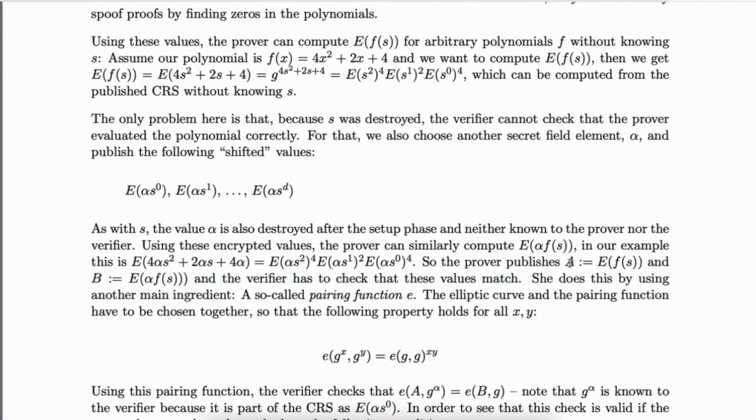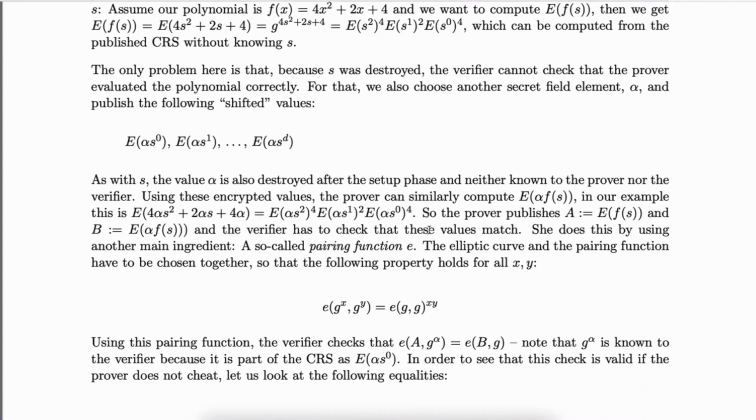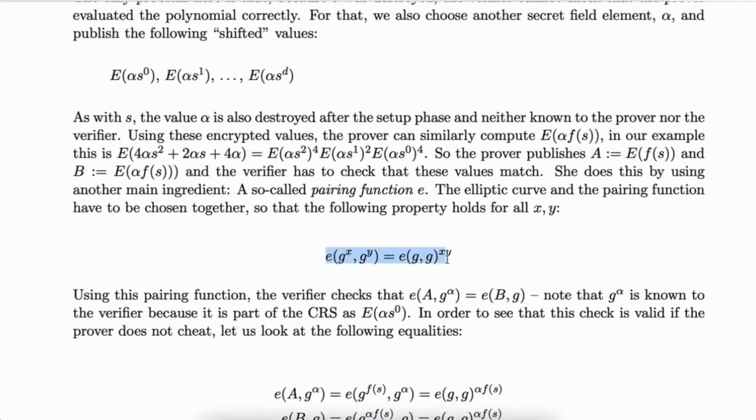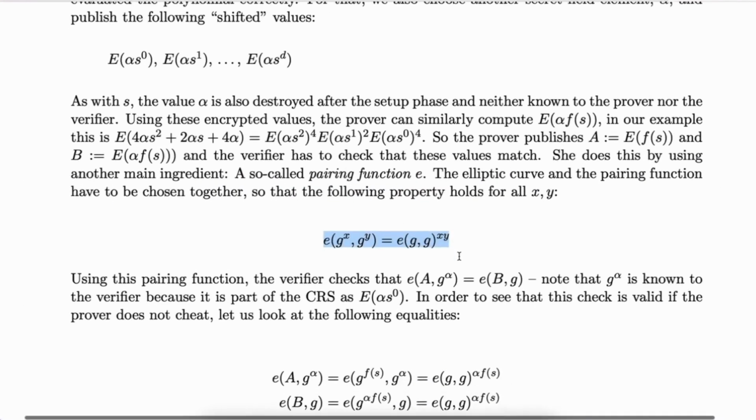So I'm almost at the verge of understanding what the 3 pi's are, right? This is probably one of the first ones, and this is the second one, or maybe it's decomposed in this. The verifier does this by using a pairing function, E, the elliptic curve and the pairing function, so that the following property holds for all x, y.